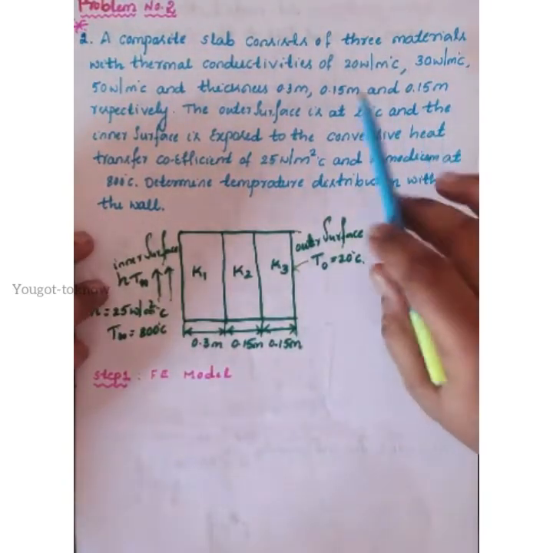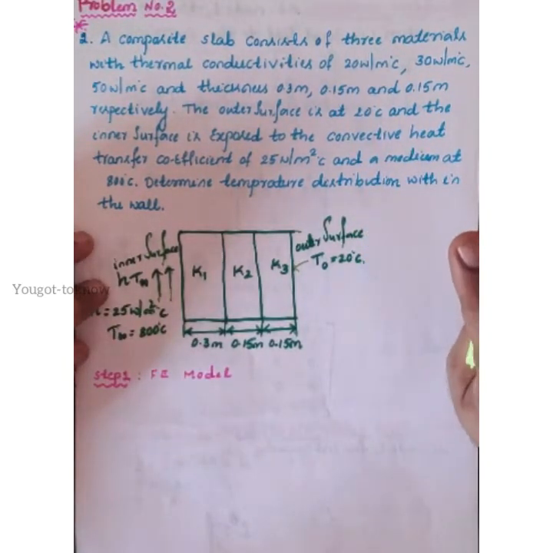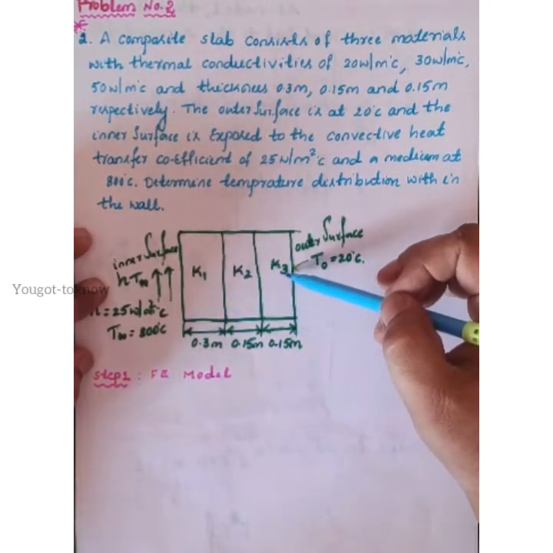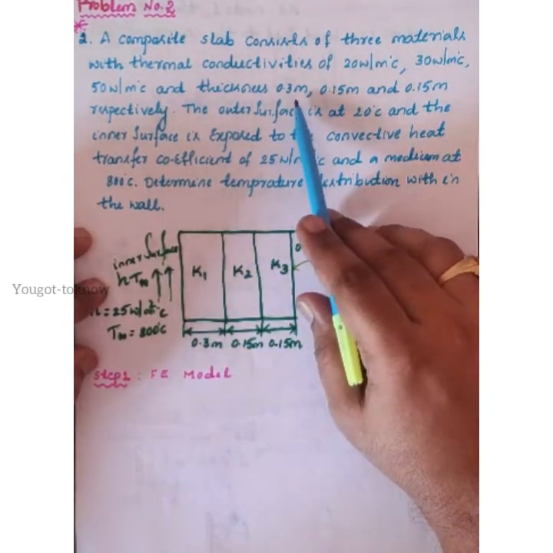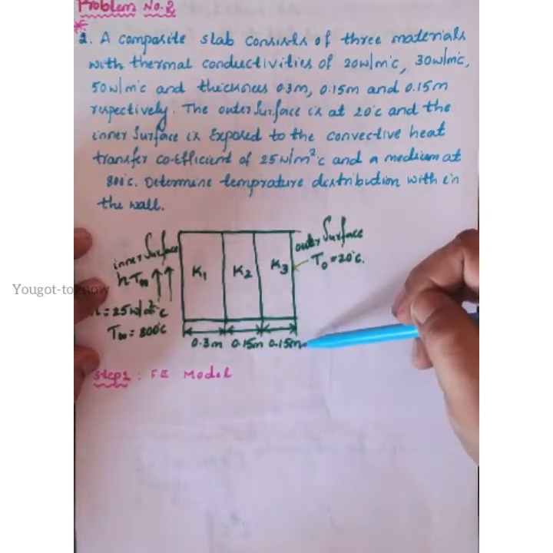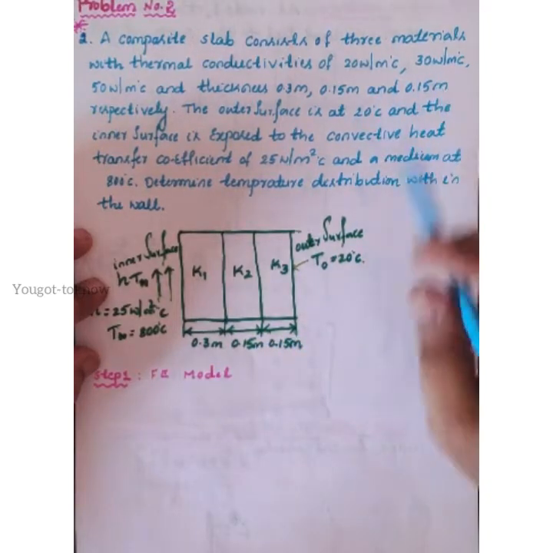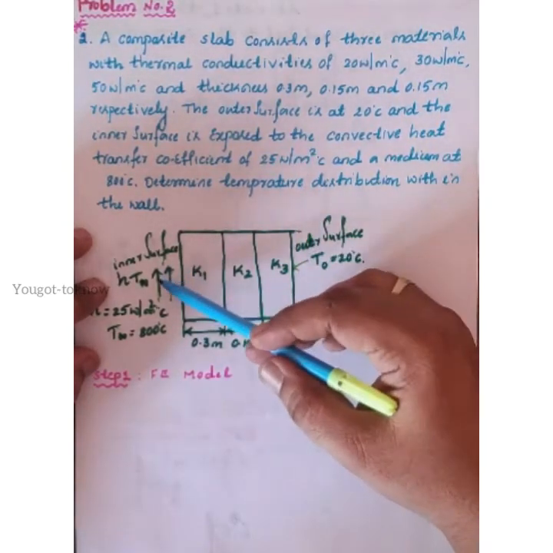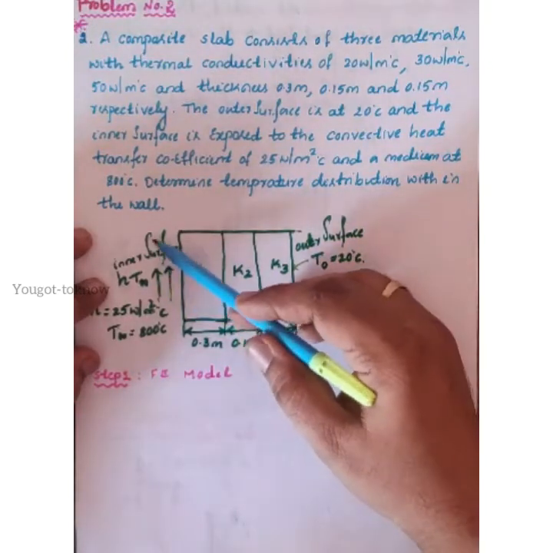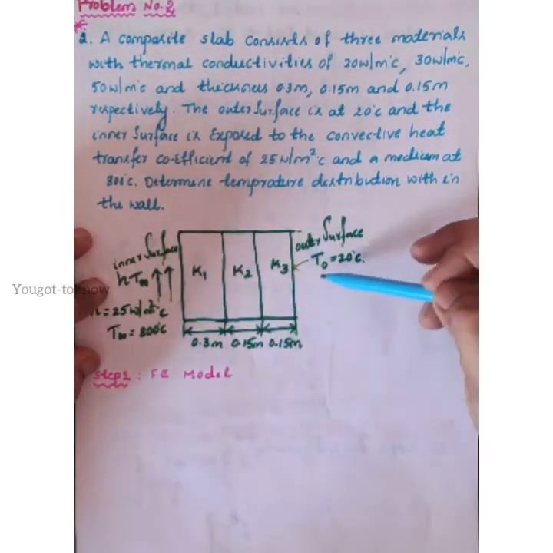Now what has he given? He has given three conductivities, which means there are three different materials. I will take K1, K2, K3. Now what is the dimension here? Thickness is given. That means 0.3 meter, 0.15 meter, 0.15 meter. This will act as our length. Then here two surfaces are required, one is the inner surface and one is the outer surface. I am considering this as the inner surface and this as the outer surface.